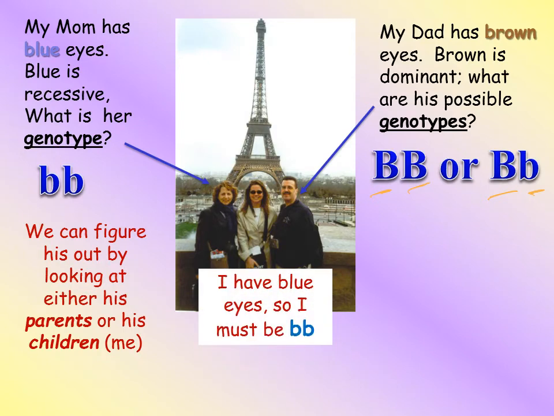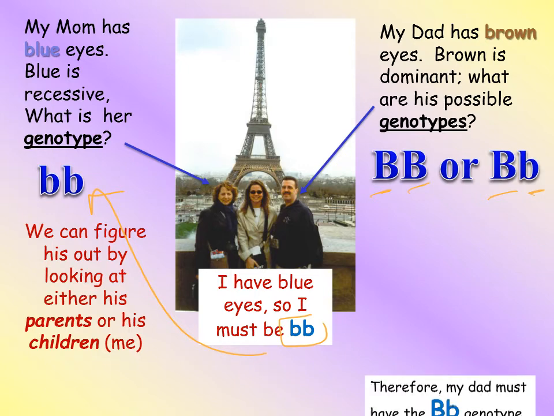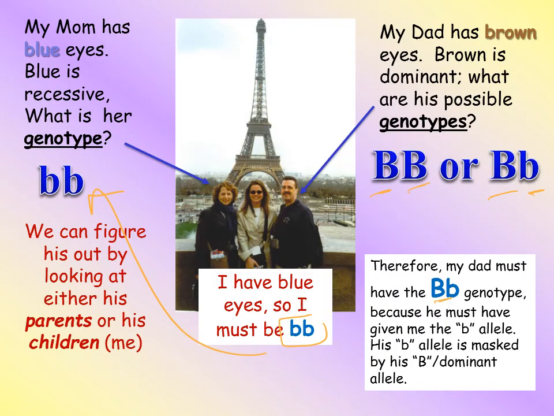So you look at me, I have blue eyes. So I have to be little b little b like my mom. Well, in order for that to have happened, my dad has to have big B, little b, because in order for me to have two little b's, I had to get one from each parent. So in his body, his blue allele gets covered up by his brown allele, but he's still carrying it and can pass it on.